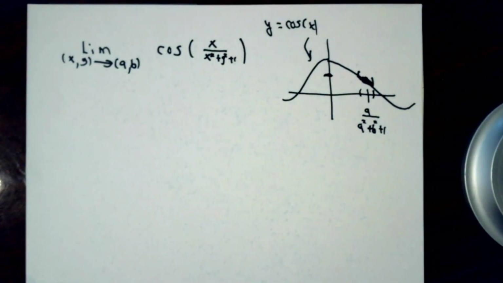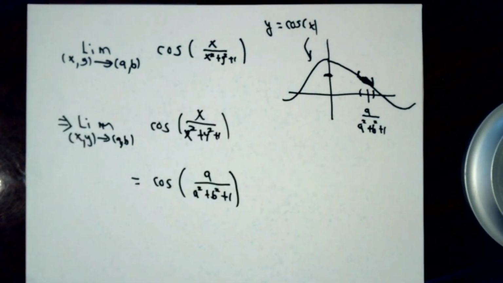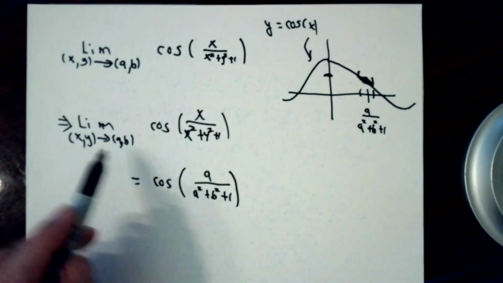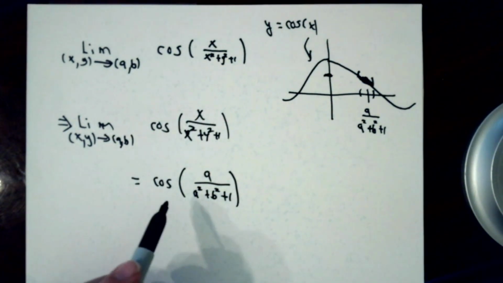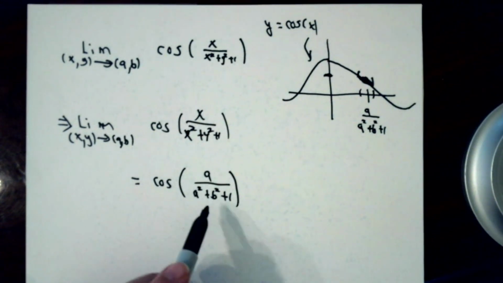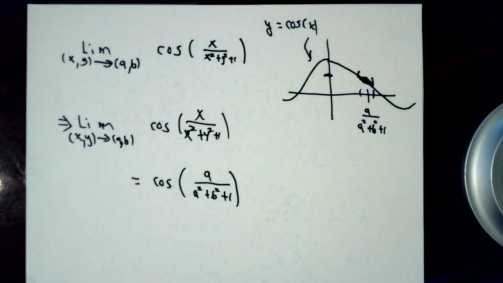Cosine has the property that you can feed any number into it and get an answer, and you can take the limit as x approaches that number, and you will get the cosine of that value. To use fancy language from Calculus 1, the cosine is continuous every place. This implies that the limit that we're interested in is just the cosine of a over a squared plus b squared plus 1.